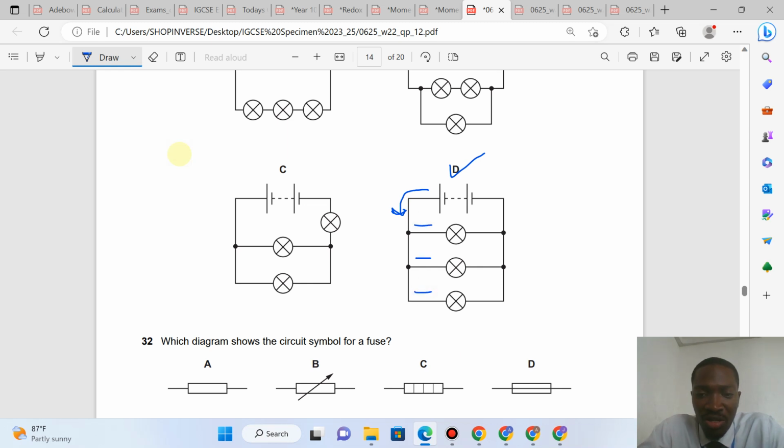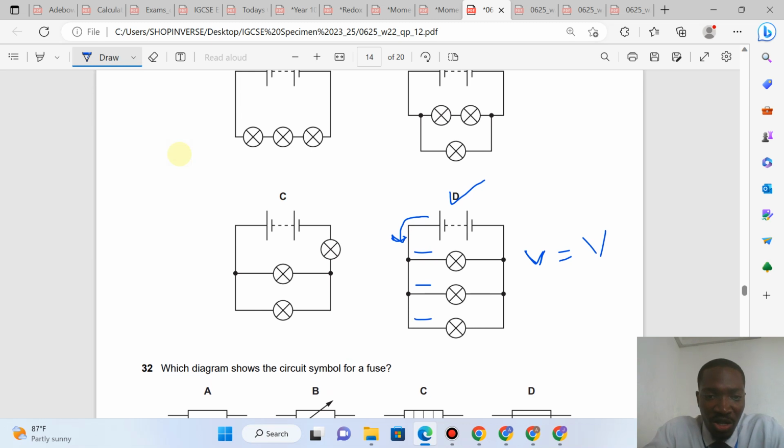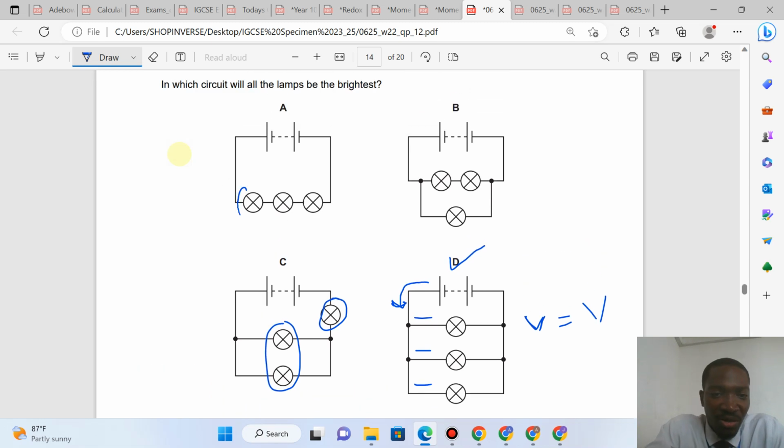But take note that each of these lamps will see a voltage that is equal to the voltage of the battery. But in other cases, the voltage will be divided between this lamp and these 2 lamps. In the first case, the voltage will be divided into 3. Since V equals IR, once voltage is reducing, automatically it means the current that is flowing through the lamp will reduce, hence it won't be bright.